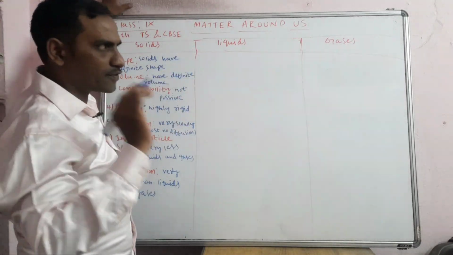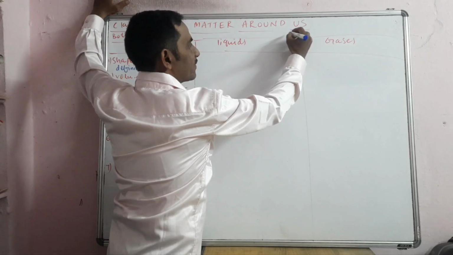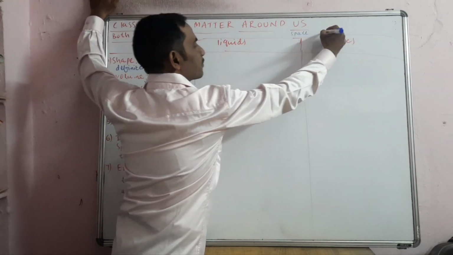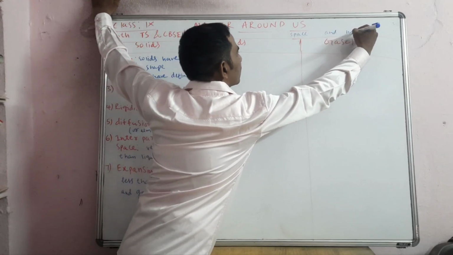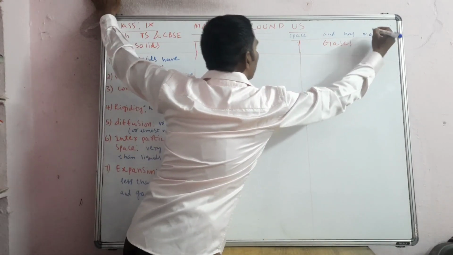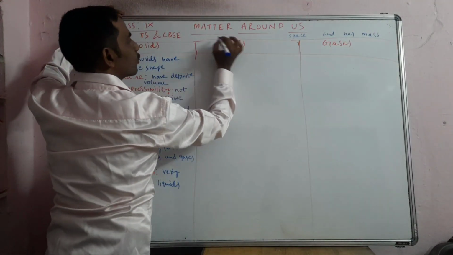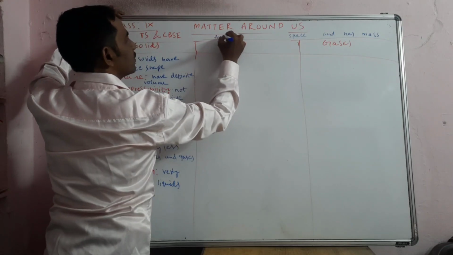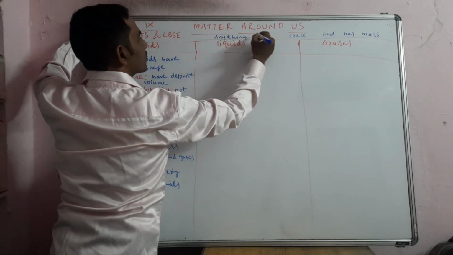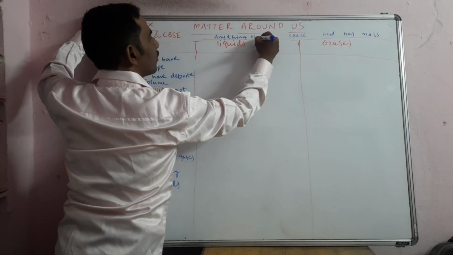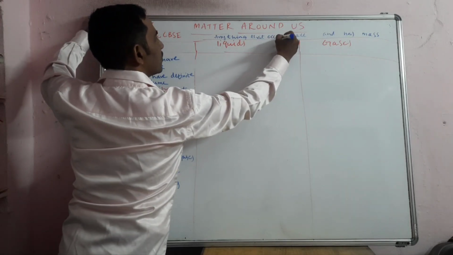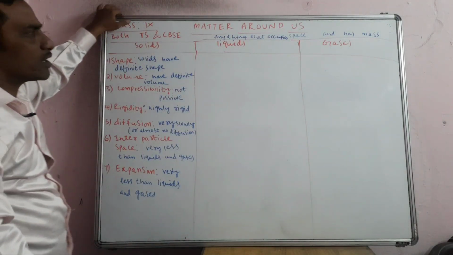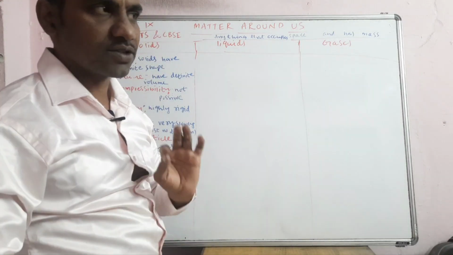The matter definition you have to remember: anything that occupies space and has mass. See, as there is no space here, I am writing here. But you can write like this: anything that occupies space and has mass is called matter. Around us, matter exists in all three states: solids, liquids, and gases.